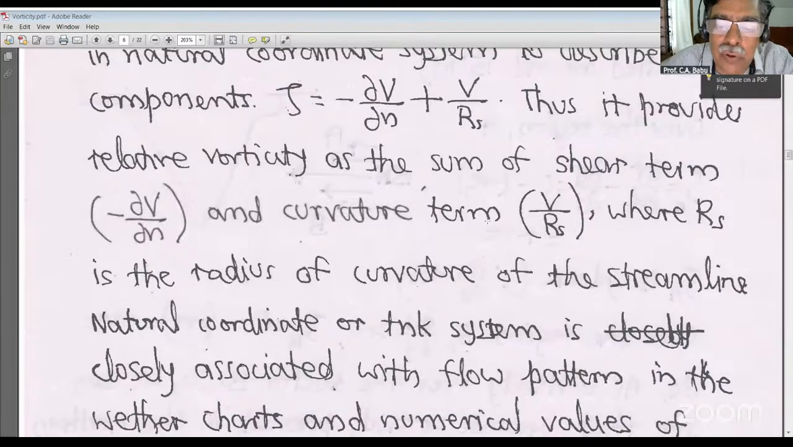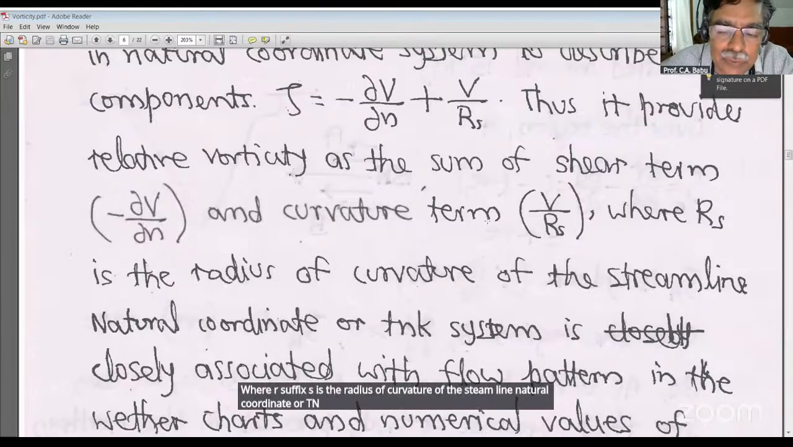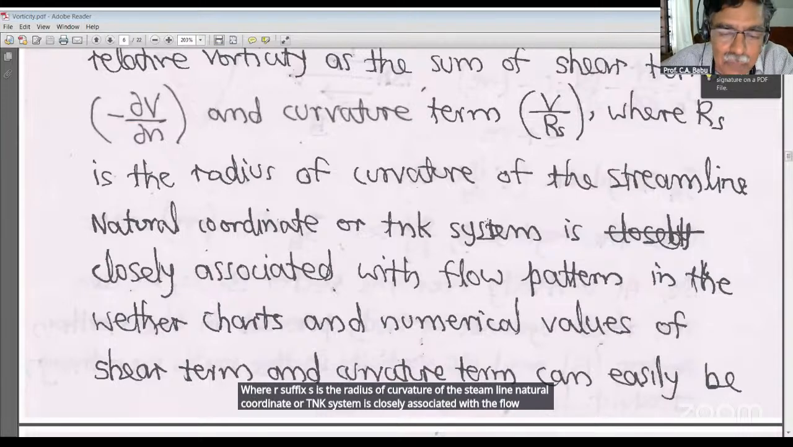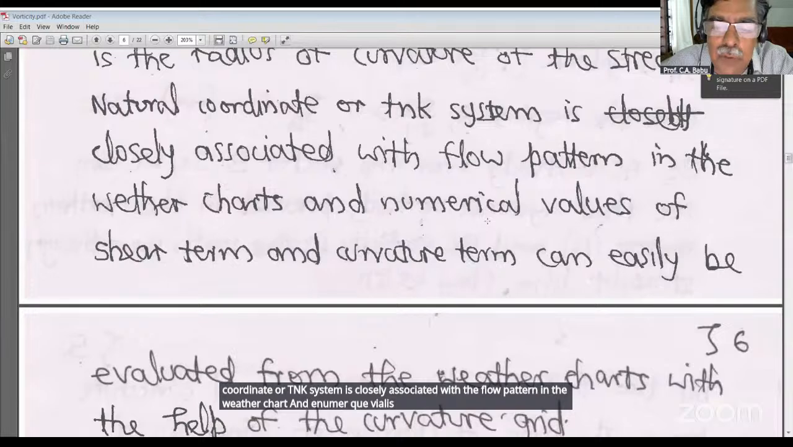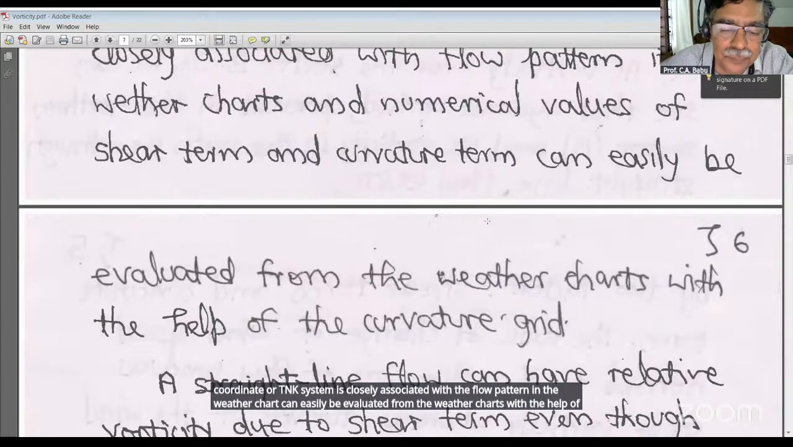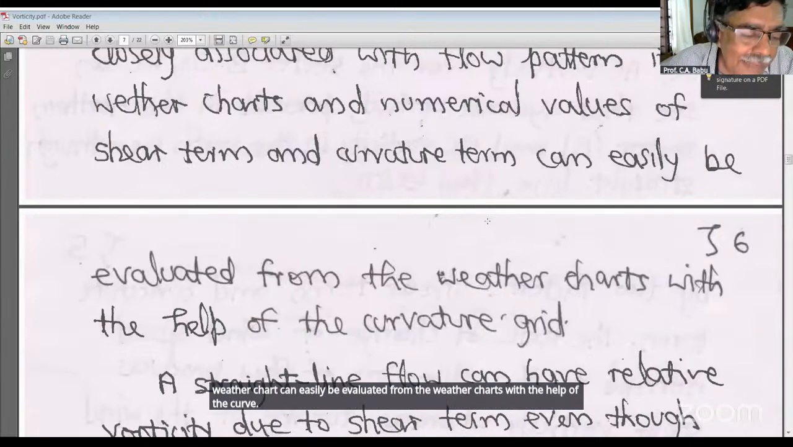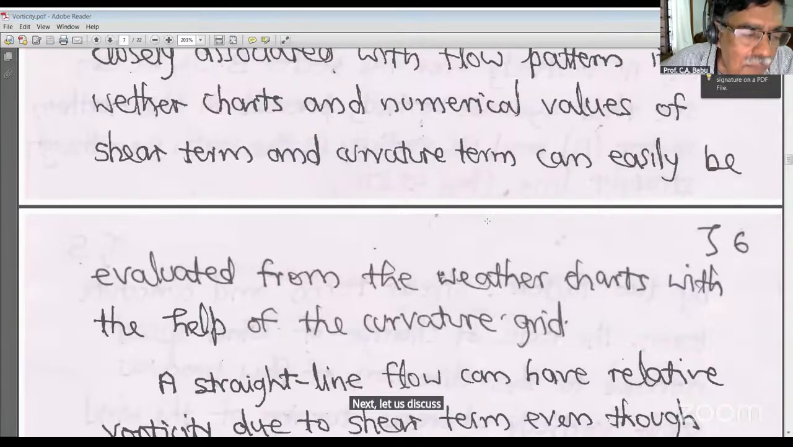Natural coordinate or TNK system is closely associated with the flow pattern in the weather charts, and numerical values of shear term and curvature term can easily be evaluated from the weather charts with the help of the curvature grid. Next, let us discuss fundamental features of flow pattern.